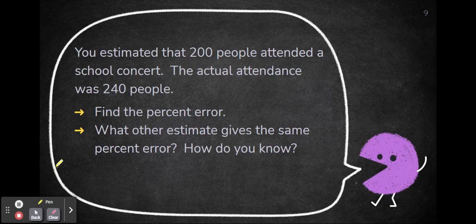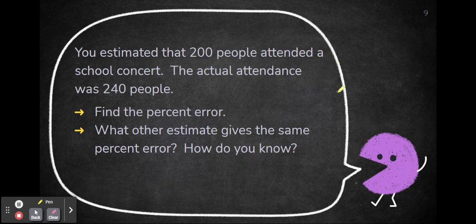Here's an example with percent error. It says that you estimated that 200 people attended a school concert. The actual attendance was 240 people. Find the percent error, and what other estimate gives you the same percent error? How would you know? Take a minute right now and use the formula that you were given to see if you can answer this question correctly.